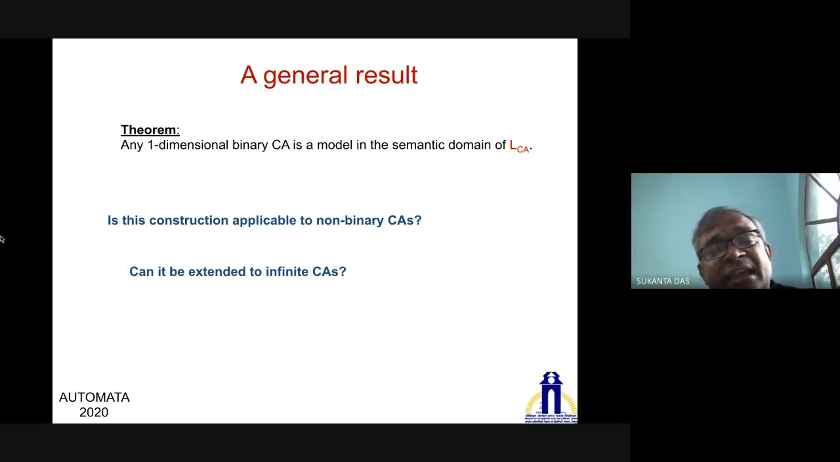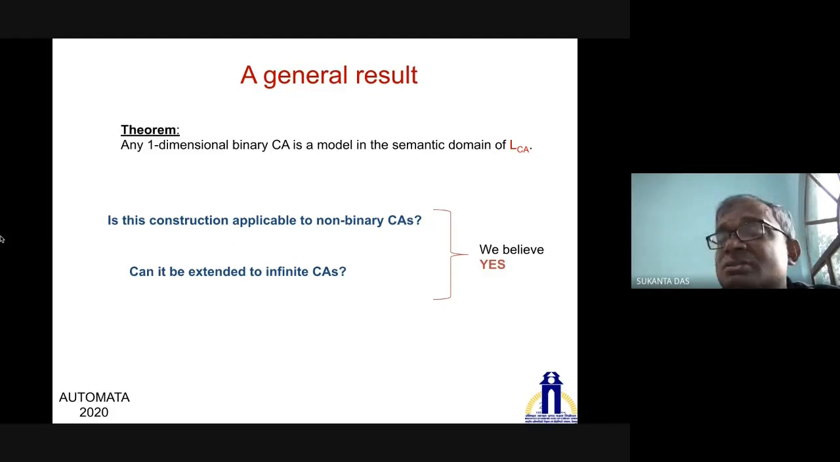Or can it be extended to infinite CAs? The CA is classically infinite, but here we have considered the finite case only. Can this result be extended to infinite CAs? We believe the answer is yes. Although it is our future work, we believe it's possible. It's not very difficult to extend in that direction.